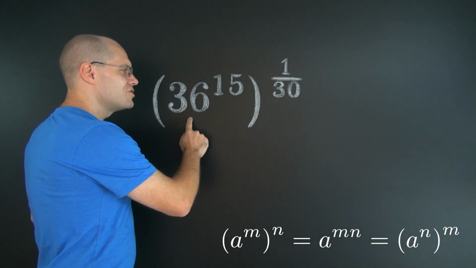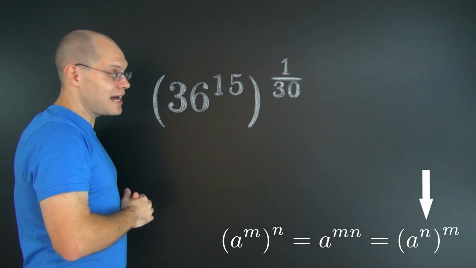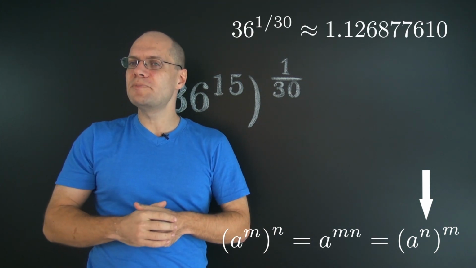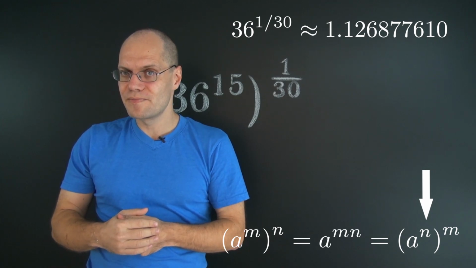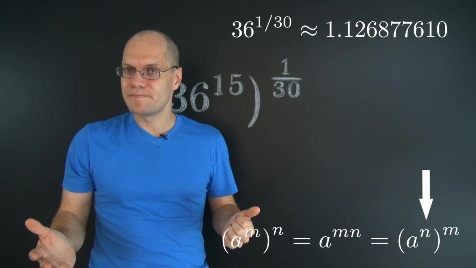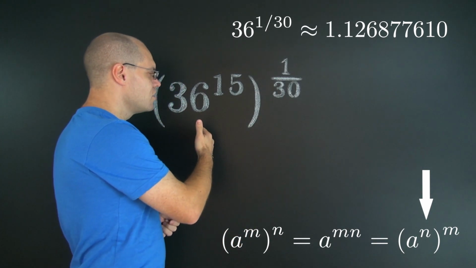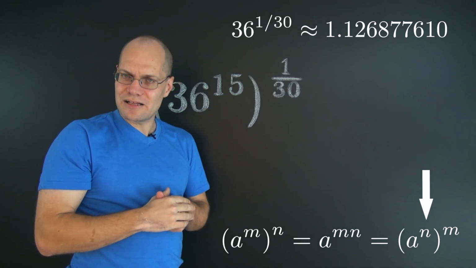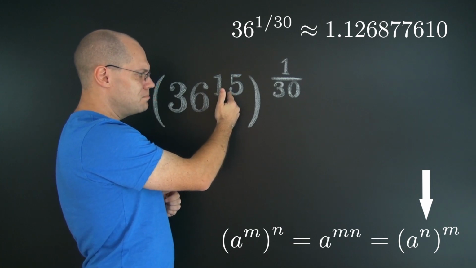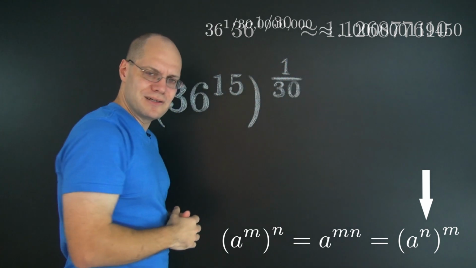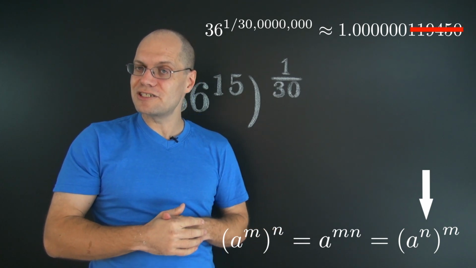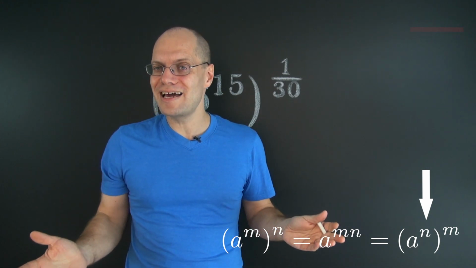I would also not raise 36 to the power of 1 over 30 first either, because that would yield a number very close to 1, and some calculators may begin to lose important digits. And then when you raise that result to the power of 15, it may be inaccurate. Now, I think that most calculators would probably be able to handle this calculation, but not if these powers were more extreme. For instance, if this was 15 million and this was 1 over 30 million, then most basic calculators will not be able to handle that calculation accurately. So I wouldn't do that either.